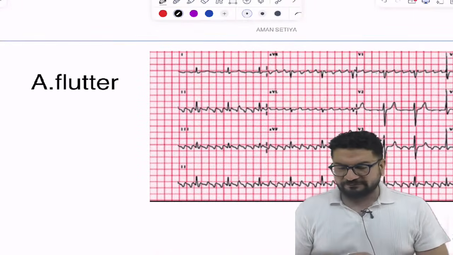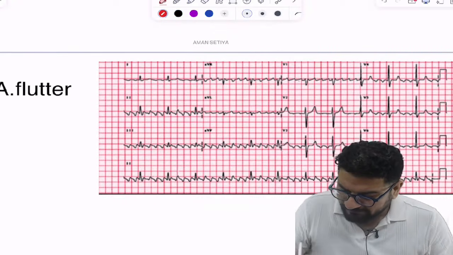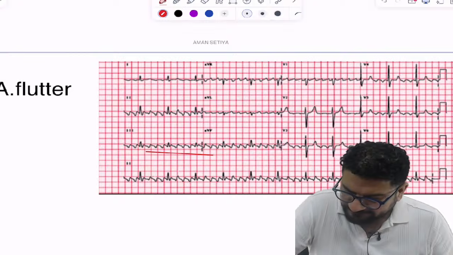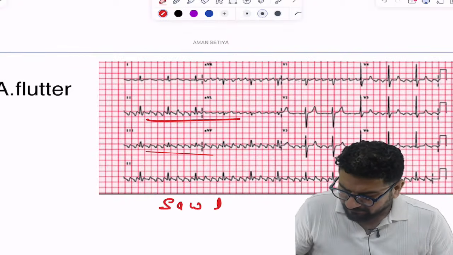Okay, now look at this flutter. In flutter, you will see narrow QRS and sawtooth type of P wave. So you can see this is sawtooth pattern of P waves. So when you see the sawtooth pattern of P wave, so that is flutter.